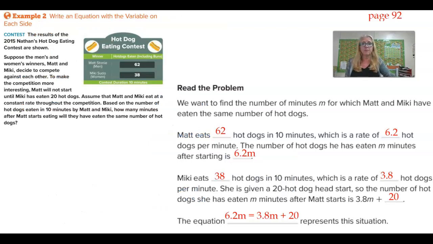Here is an example about a hot dog eating contest, and this is legit. There is a hot dog eating contest every year sponsored by Nathan's Hot Dogs. If you've never had Nathan's Hot Dogs, they're excellent. They're my husband and my son's favorite. The results of the 2015 Nathan's Hot Dog eating contest are shown. We have a man, Matt Stoney. He ate 62 hot dogs in 10 minutes, and Mickey Sudo ate 38 hot dogs in 10 minutes.